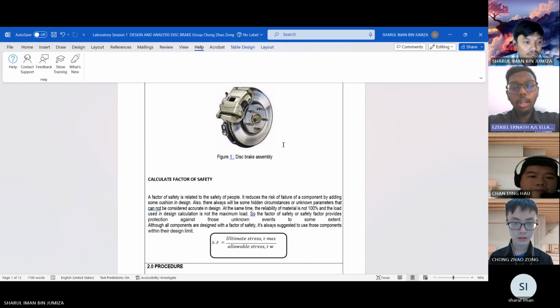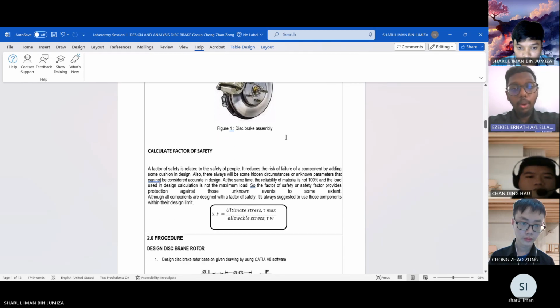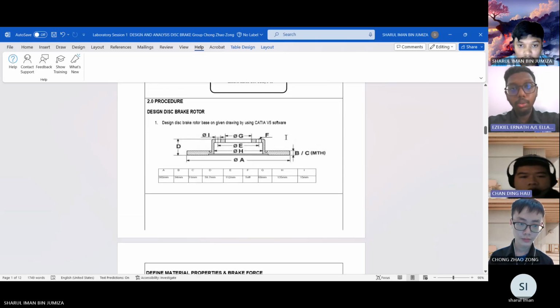And now I would like to present the calculation of factor of safety. A factor of safety is related to the safety of people. It reduces the risk of failure of a component by adding some cushion in design. Also, there will always be some hidden circumstances or unknown parameters that cannot be considered accurately in design. At the same time, the reliability of material is not 100%, and the load used in design calculation is not the maximum load. So the factor of safety provides protection against those unknown events to some extent. Although all components are designed with a factor of safety, it is always suggested to use those components within their design limit. Next, I would like to hand over to my teammate for the presentation.